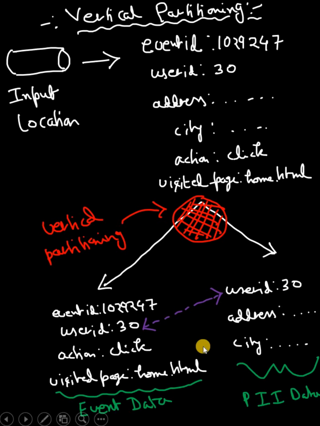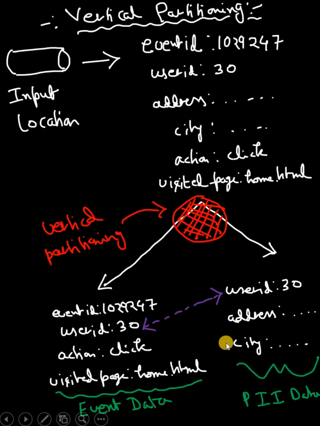Okay, and if at all we need to perform analytics where the user's PII is also needed, we can simply perform a join between these two delta tables which can be created on top of the two folders, and based on user ID we can join and we can get the complete data. Not at all a problem, right?